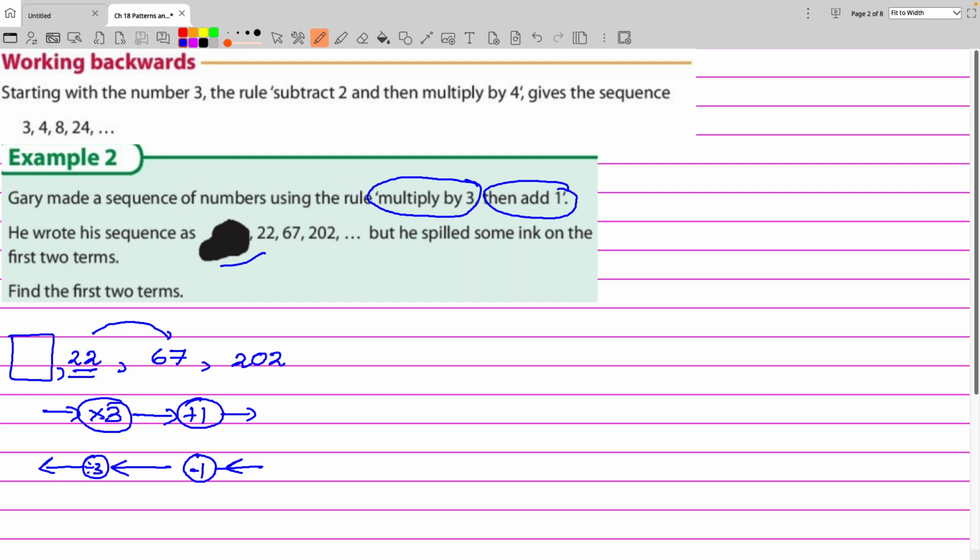What is the input number we're putting in? We're putting in 22, but we're going backwards, so we put it at the end. So 22 take 1 is 21. 21 divided by 3 is 7. Therefore, that's 7.